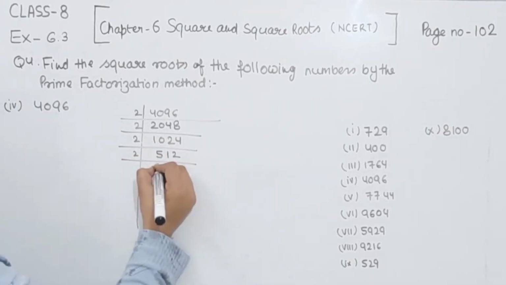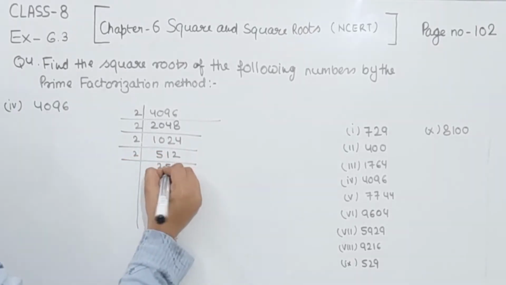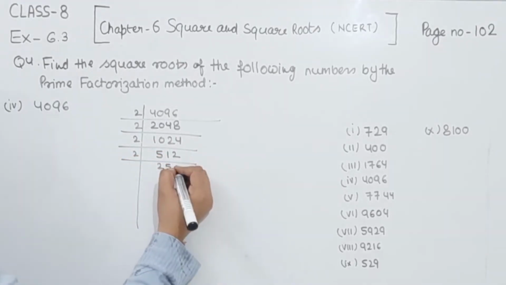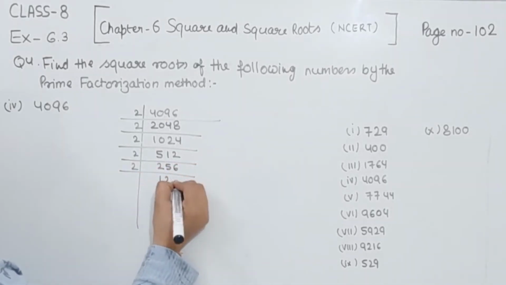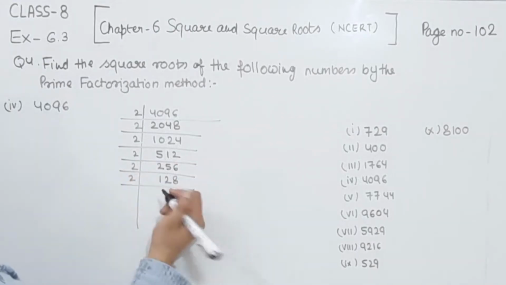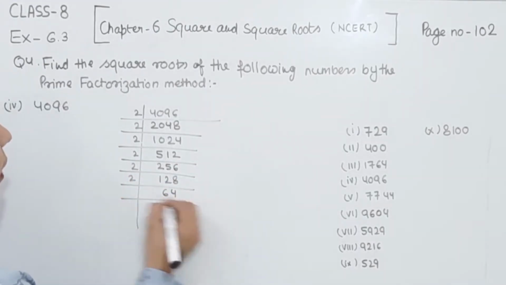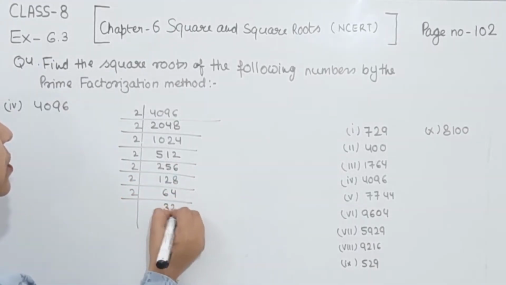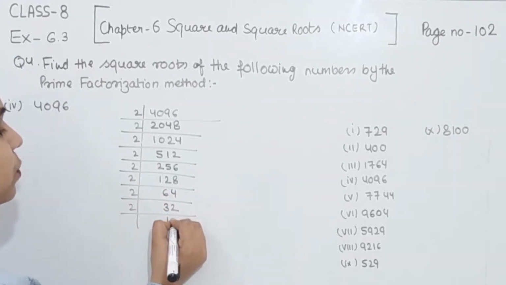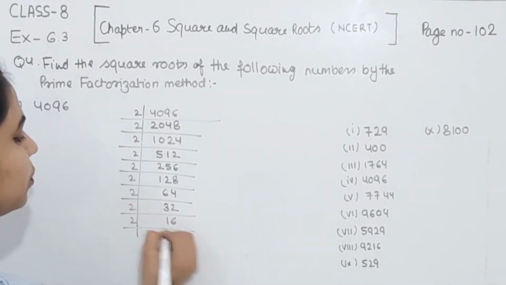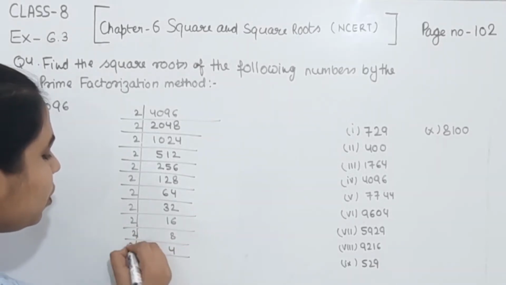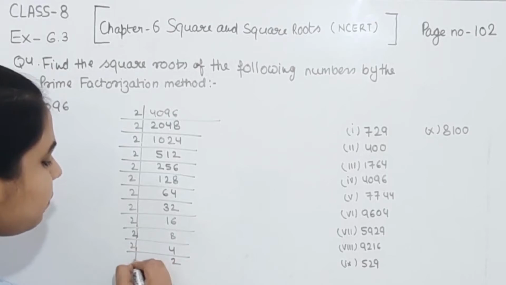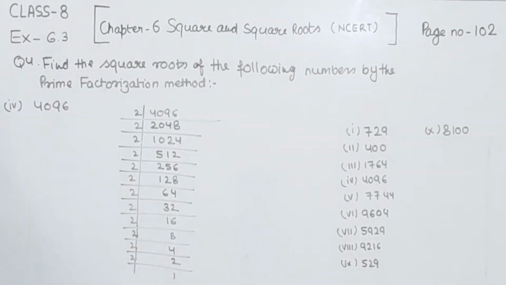Now again 2 2s are 4, remainder 1, 2 5s are 10, remainder 1, that is 12, 2 6s are 12. Now again 2 1s are 2, 2 2s are 4, 2 8s are 16. 2 6s are 12, 2 4s are 8. 2 3s are 6, 2 2s are 4, 2 1s are 2, 2 6s are 12, 2 8s are 16, 2 4s are 8, 2 2s are 4 and 2 1s are 2. So we have the prime factors.